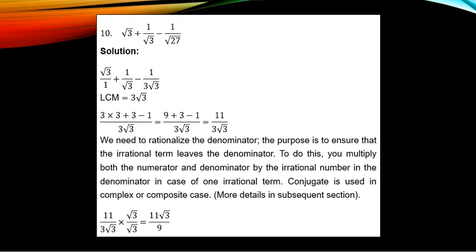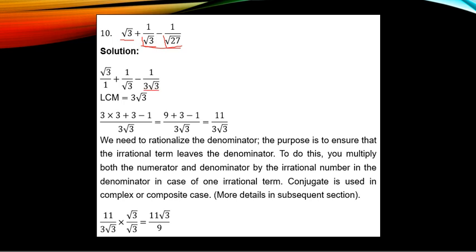Example 10. Simplify root 3 plus 1 over root 3 minus 1 over root 27. This is like solving fractions. But before then, look at the denominators. Root 3, root 27. You can write 27 as square root of 9 times 3. Square root of 9 is 3. Then you have 3 root 3. That is what you have here.